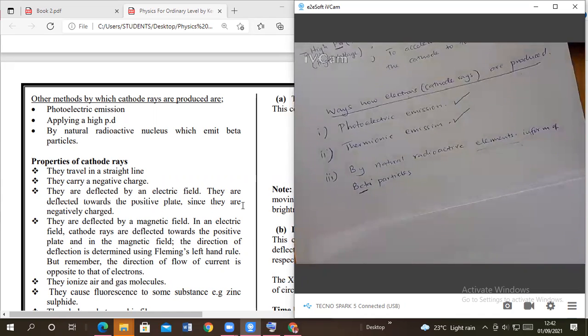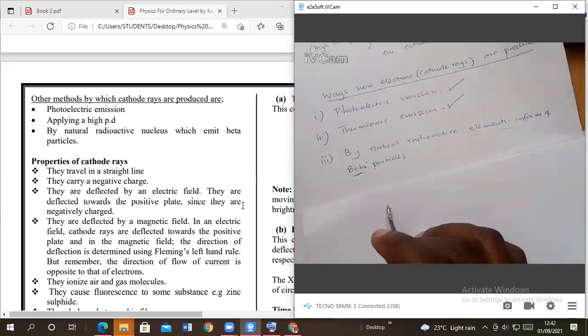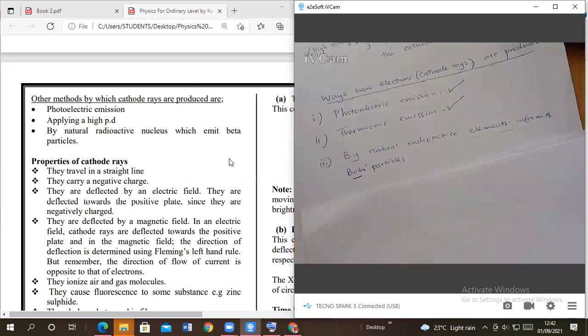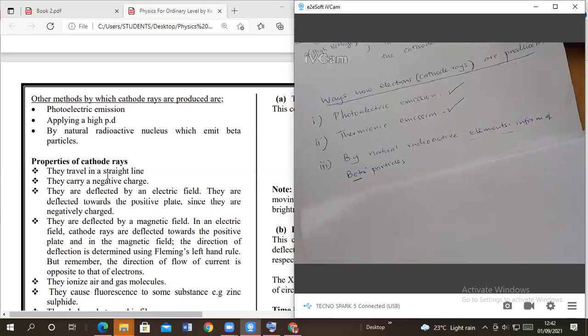Now, what are the properties of cathode rays? So cathode rays travel in a straight line. Members, are we together? Cathode rays travel in a straight line.